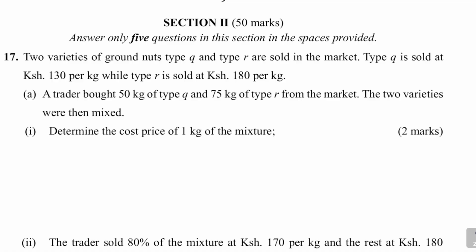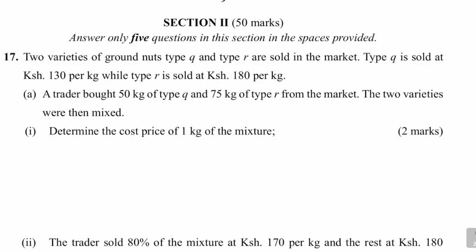Let's go to question 17. Two varieties of groundnuts, type Q and type R, are sold in the market. Type Q is sold at 130 shillings per kg, while type R is sold at 180 per kg. Part A, a trader bought 50 kg of type Q and 75 kg of type R from the market. The two varieties were mixed. Part 1, determine the cost price of 1 kg of the mixture.